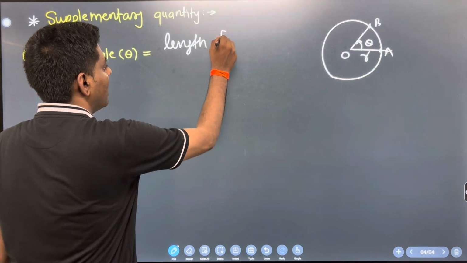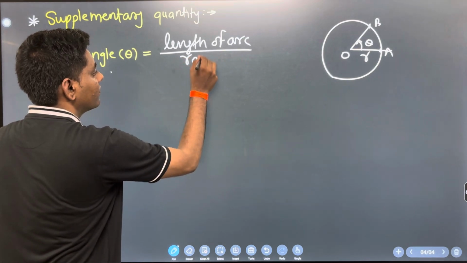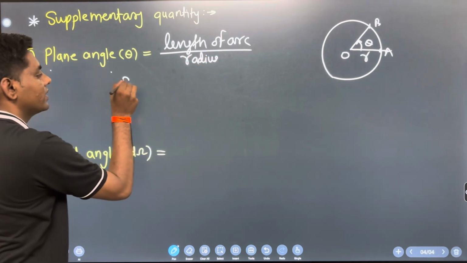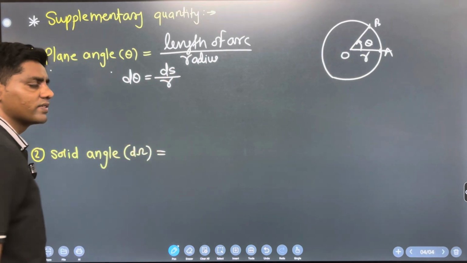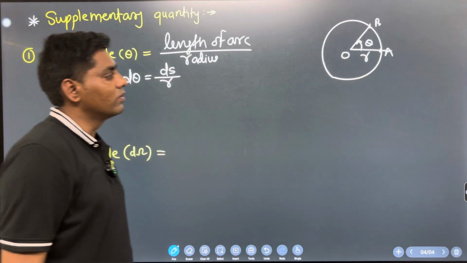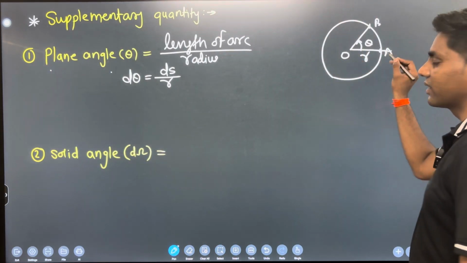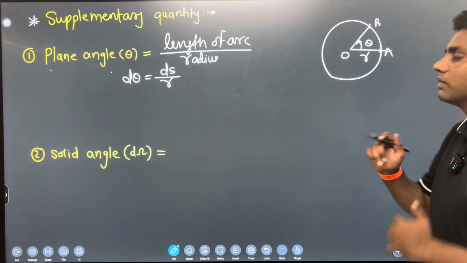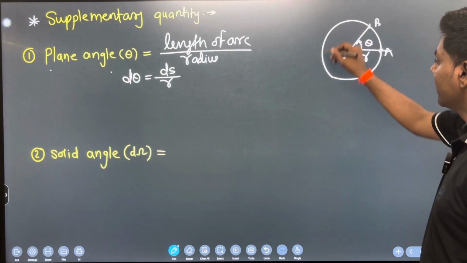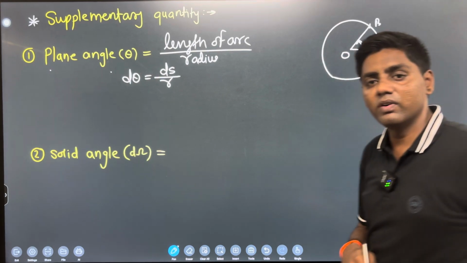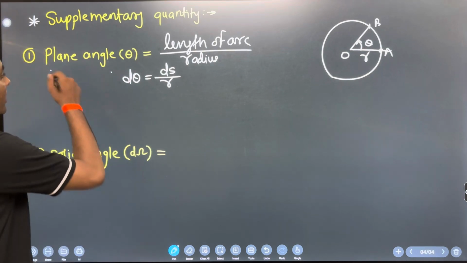Length of arc divided by radius. So it becomes d theta equals ds, length of arc, divided by radius r. So for one complete circle, if we consider that the particle completes one cycle, meaning the particle has completed one journey, it completes the one cycle. So it means it starts the journey from point A and ends on A. So whenever it completes one cycle, for one complete rotation, what is the plane angle?